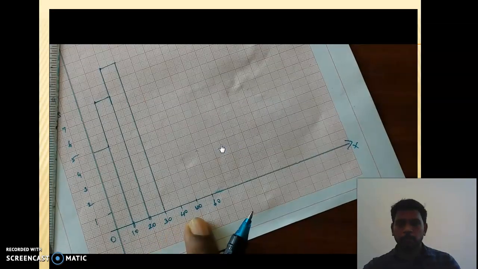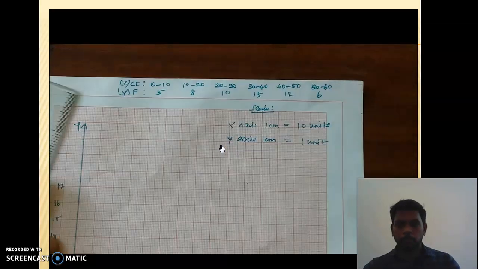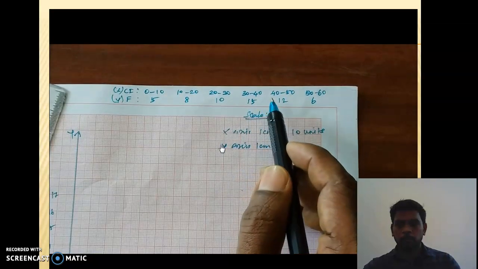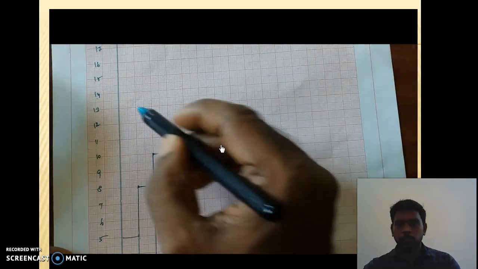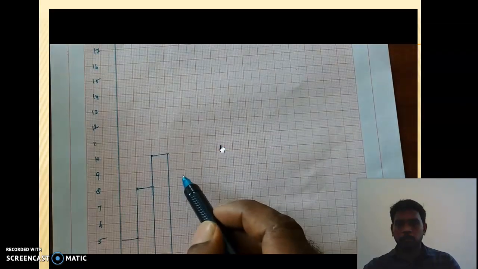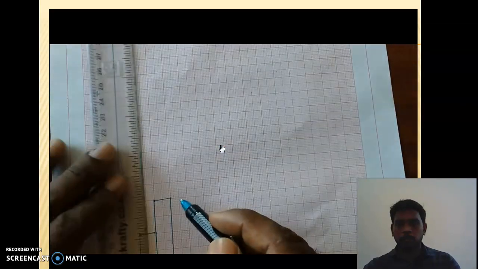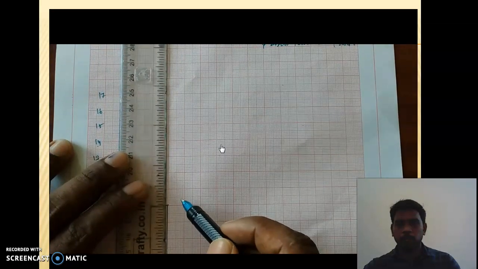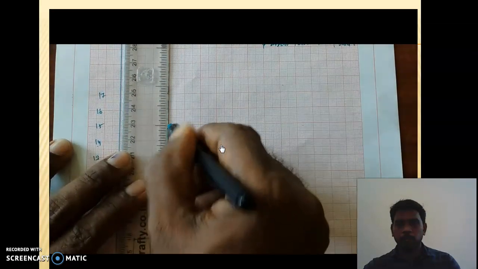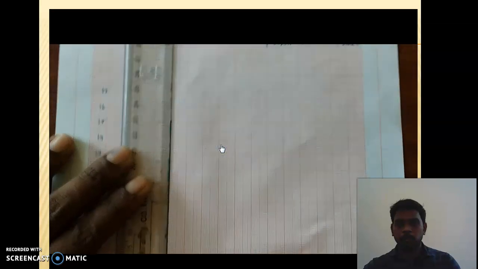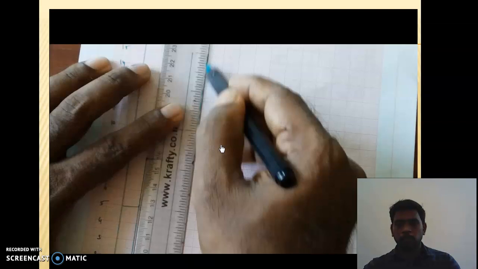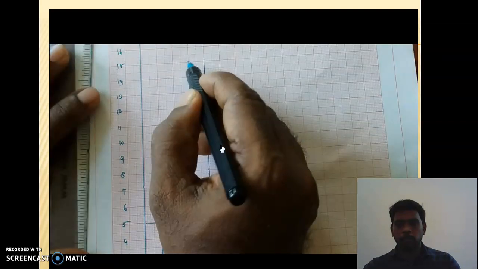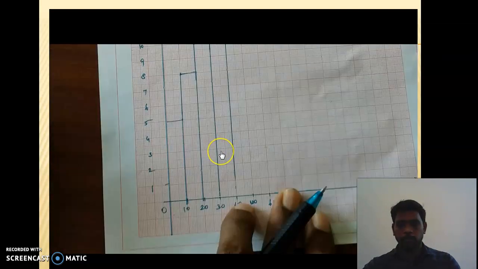Next, 30 to 40. In 30 to 40, the frequency is 15, so 15 is here. Exactly, the end of the previous bar is this line only, so it can continue up to 15 here. And similarly at 40. So that is 30 to 40.